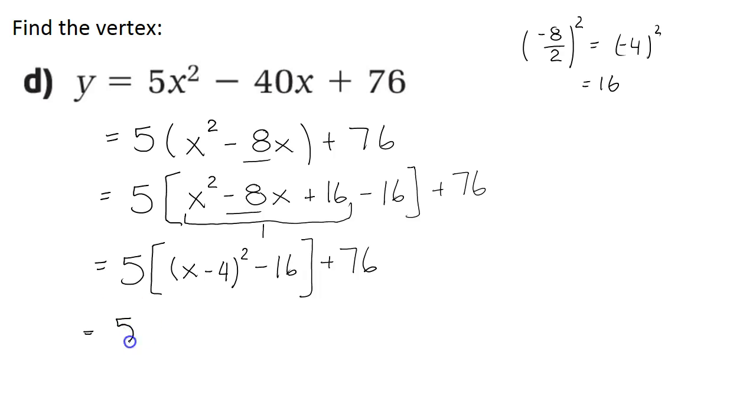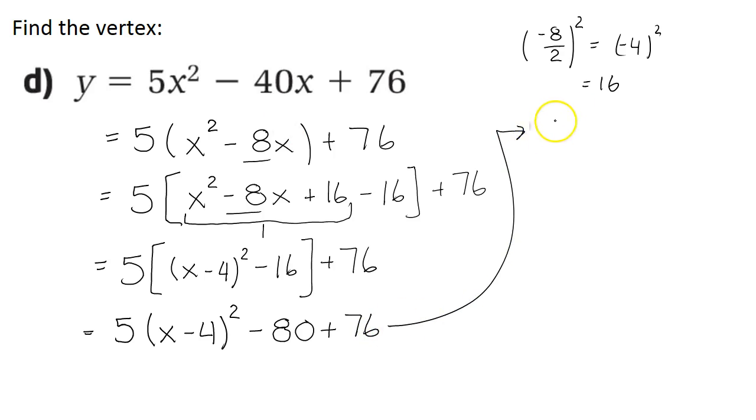And to do that, I simply expand the brackets. And then minus 5 times 16 is 80, right? Because 10 times 5 is 50, 5 times 6 is 30. Plus 76. And then I simply simplify.